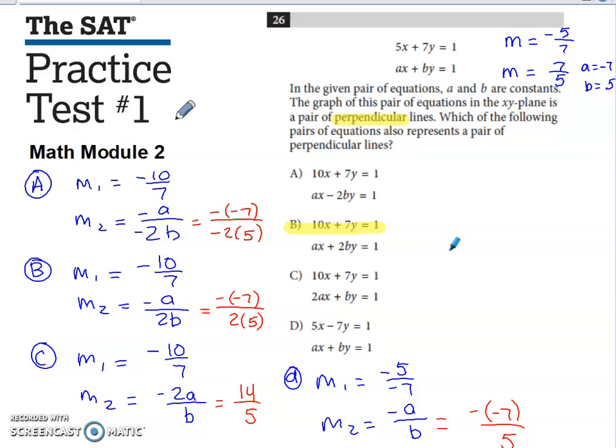I did the same sort of strategy with the rest of these, option C, option D. You can pause the video and check out that they don't have opposite reciprocal slopes for the combinations of lines in either of those. Tough to do this in a timed situation. Not really a very efficient way to go about this, but that hopefully explains 26.